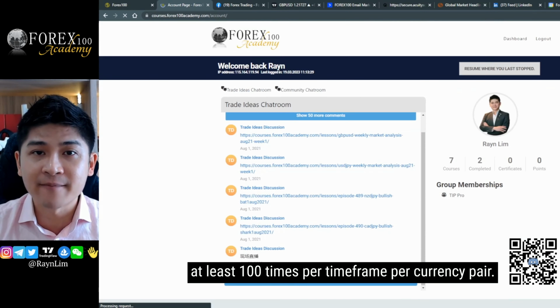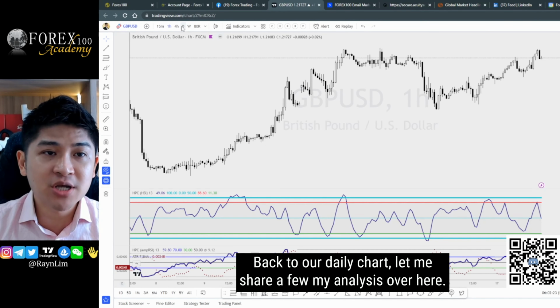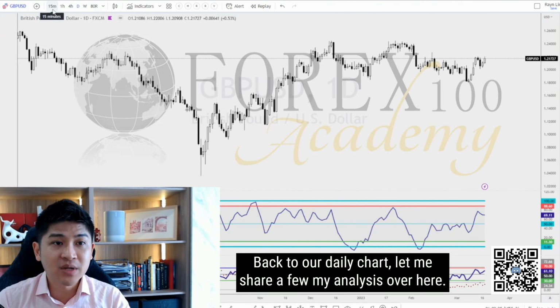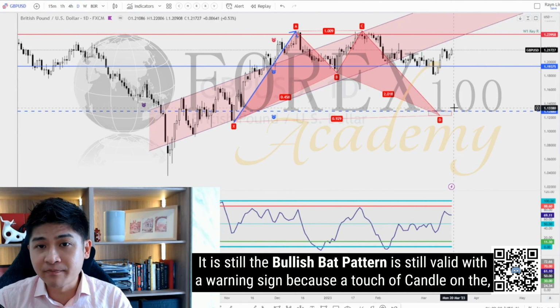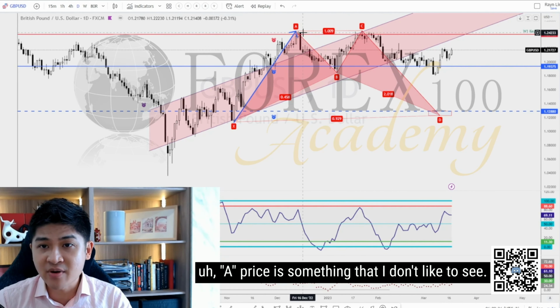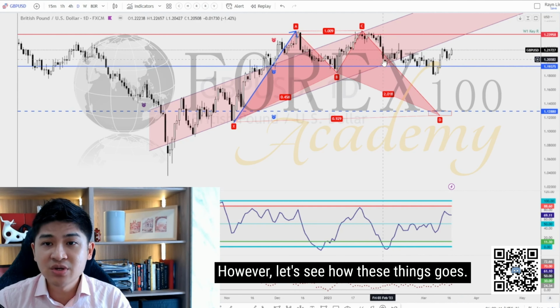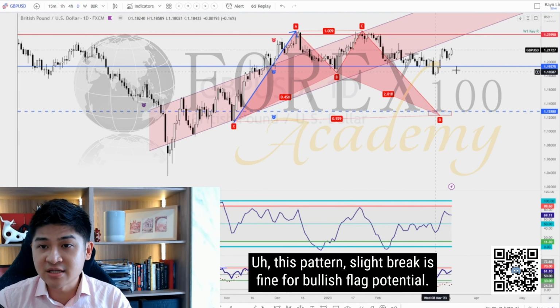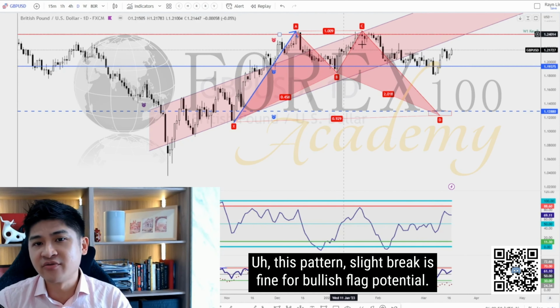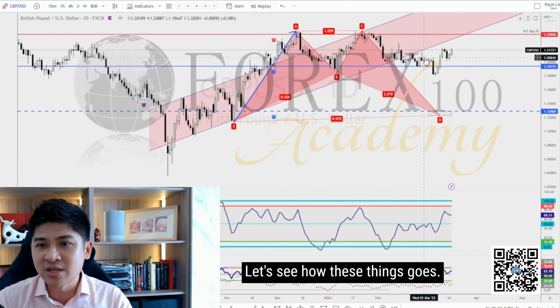Back to our daily chart, let me share with you my analysis over here. So over here, what we have is still the bullish bat pattern is still valid with a warning sign, because a touch of candle on the A price is something that I don't like to see. However, let's see how these things go. This is a potential bullish flag pattern that I'm looking at. This pattern, slight break is fine for bullish flag potential. Let's see how these things go.